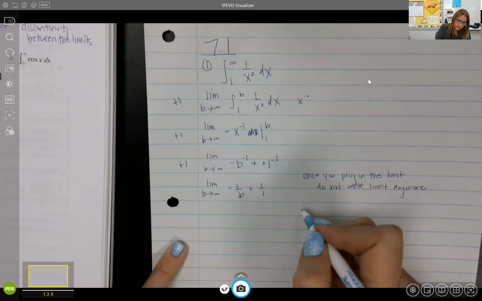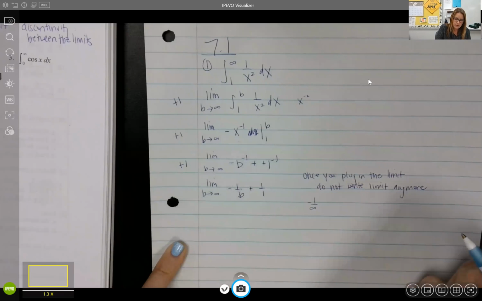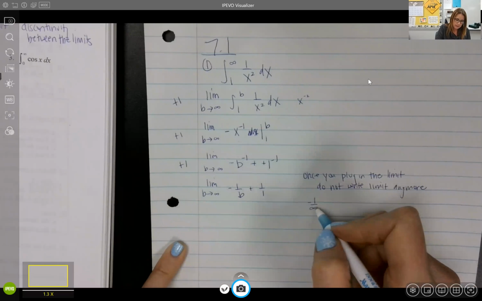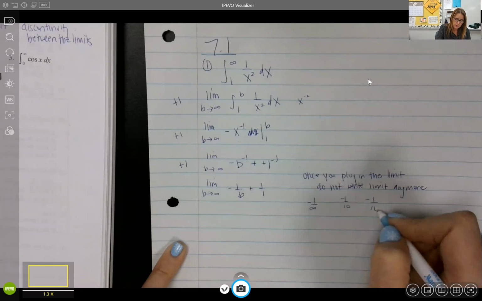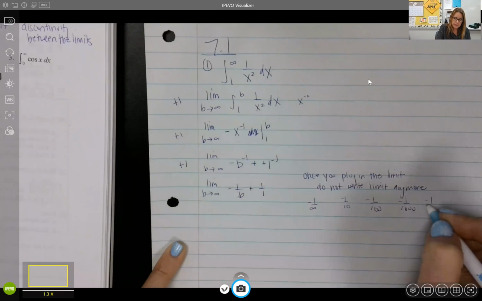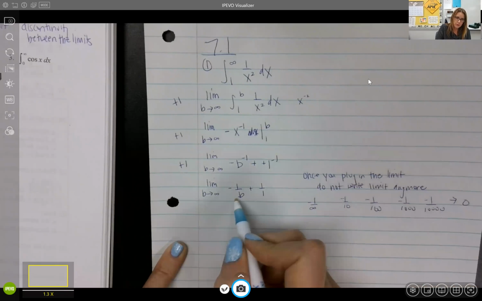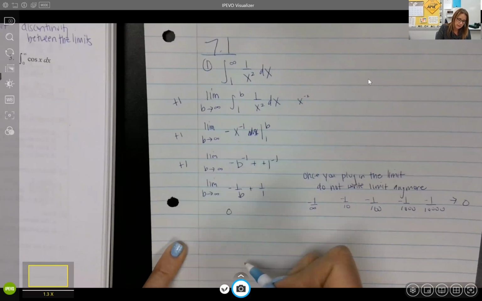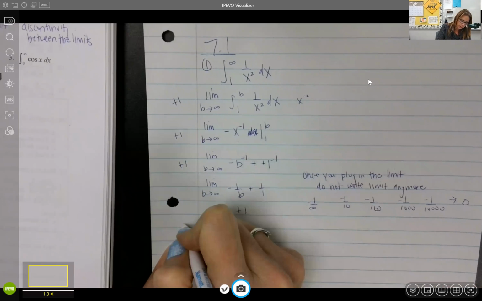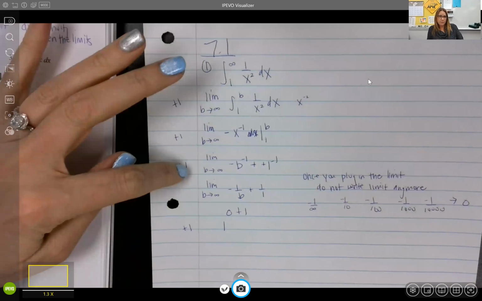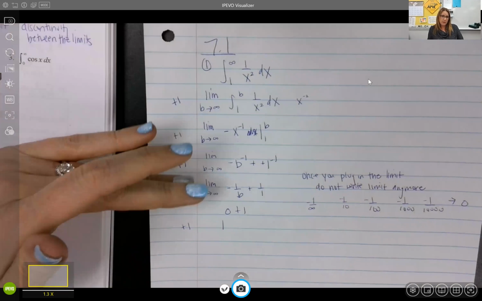So I'm going to write it over here, negative 1 over infinity. Okay, this is negative 1 over a really big number. So negative 1 over 10. Negative 1 over 100, negative 1 over 1,000. As it gets to infinity, it's going towards 0. So this value, negative 1 over b, is just 0. And this value is 1. So 0 plus 1 is 1. That would be your last point. Okay? So lots of points on this assignment for notation. 1, 2, 3, 4. You have to show it one step at a time.